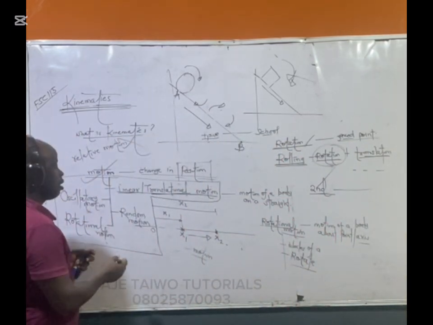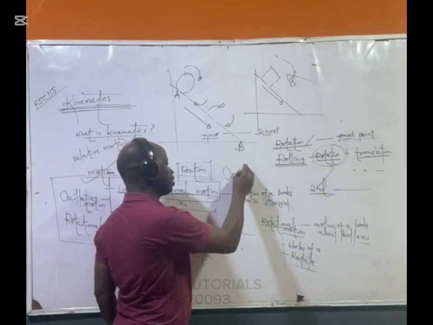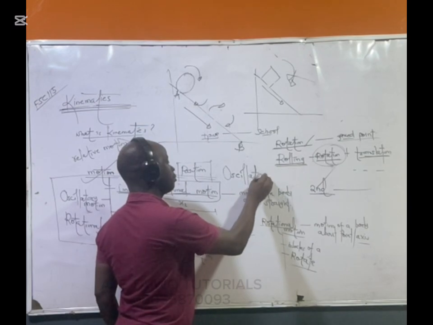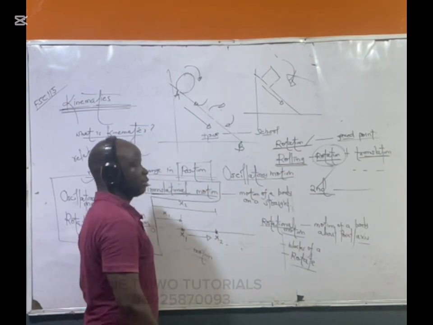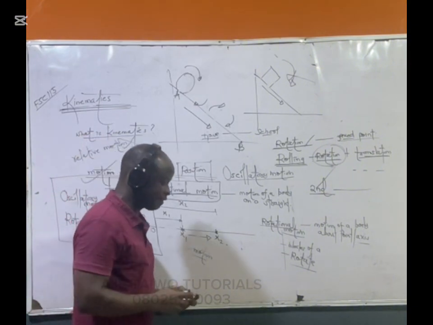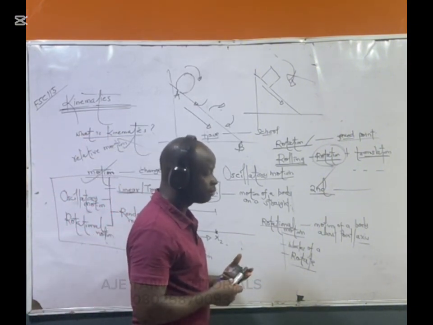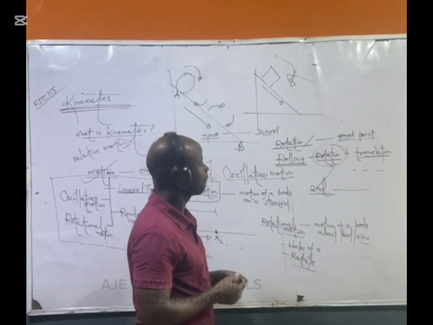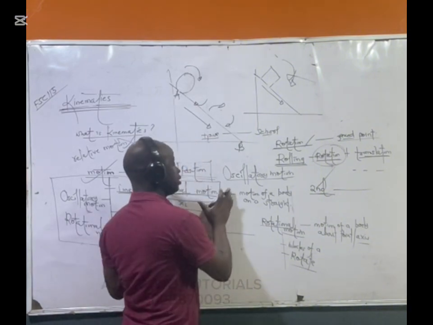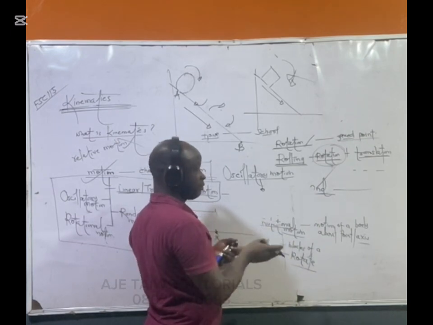What do you call oscillatory motion? Anybody? What is oscillatory motion? Oscillatory motion can be defined as a to and fro of an object about the fixed point. Okay, the to and fro motion of an object about a particular point.